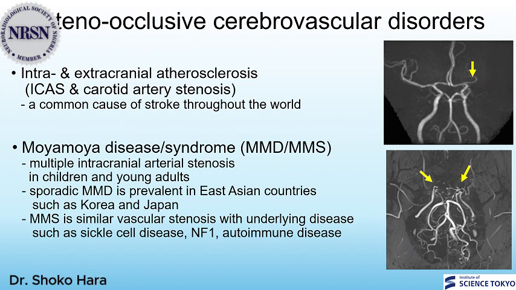Another important disease entity is moyamoya disease and moyamoya syndrome, which cause progressive stenosis of the intracranial arteries in children and young adults. I am more familiar with sporadic moyamoya disease, which is prevalent in East Asian countries, but I believe you are more likely to encounter moyamoya syndrome with similar intracranial vascular stenosis associated with underlying conditions such as sickle cell disease. As you know, current imaging techniques such as MRA and CTA are sufficient to visualize vascular lesions.